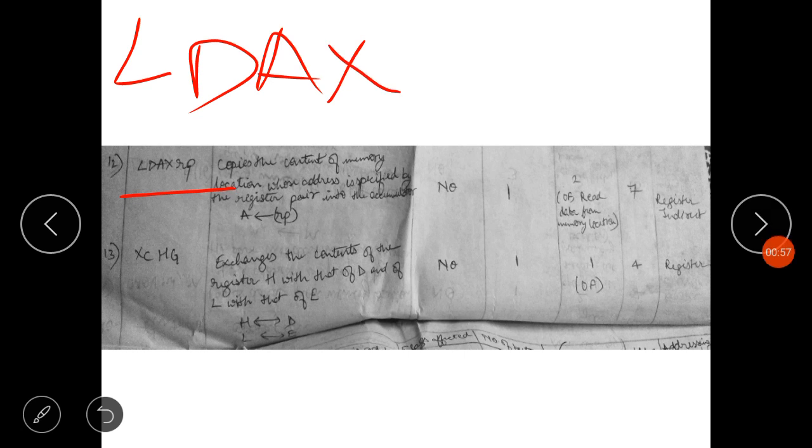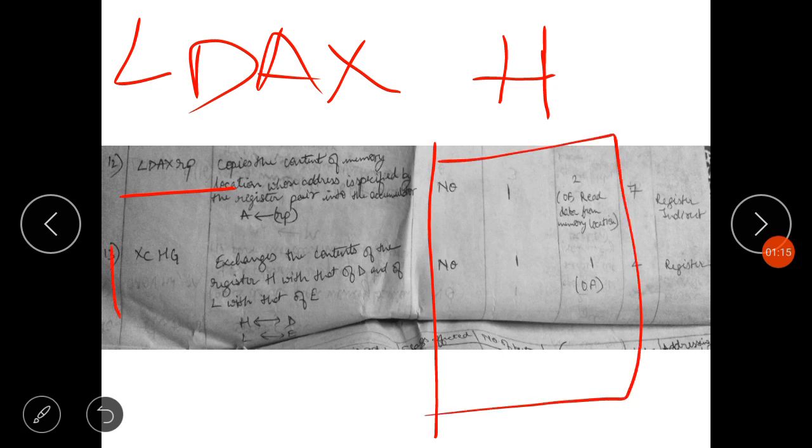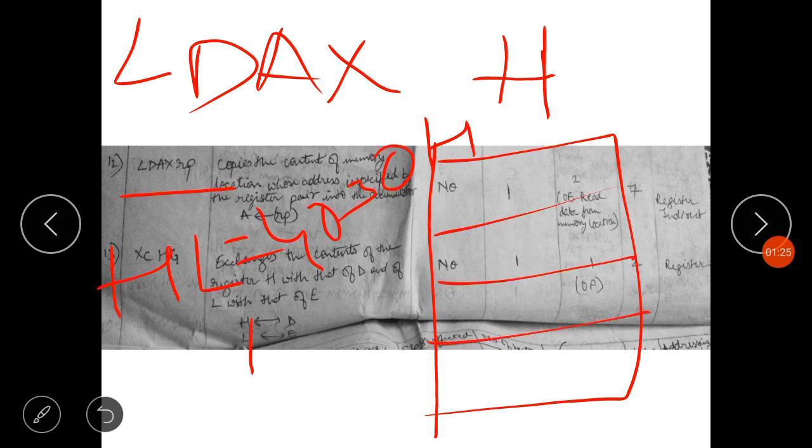Let us suppose LDAX, and the register pair I am taking here is the HL register pair. So I will mention H here, the higher byte register. So what does this instruction do? Suppose at the time of execution of this instruction, the content of the HL register pair is 4030H, and let the content of the memory location whose address is 4030H be 48H.